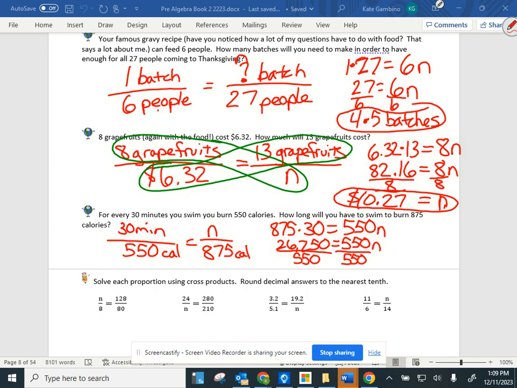Kyle? 47.7, because he now wants us to do it in tenths. So we can do 47.7 minutes.